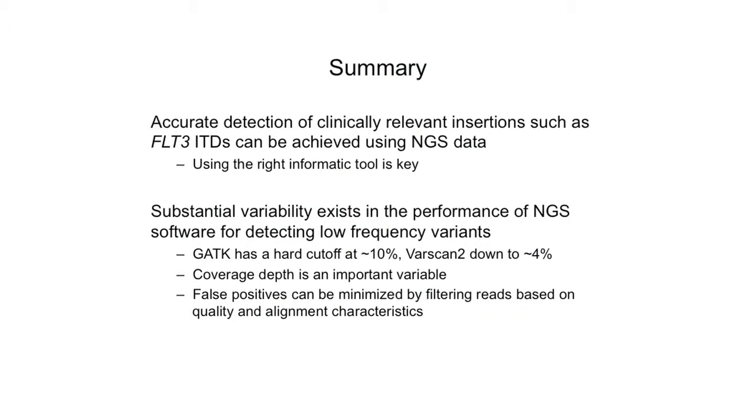All right, so just to summarize that part of the talk, FLT3 ITDs, which we think was a good starting set to determine the performance of indel detection in next-gen sequencing data, can be detected with the right tools. And then when you're trying to detect subclonal variants or variants in mixed samples, there is quite a bit of heterogeneity in the performance based on what program you use. And we found in our analysis that GATK has a pretty hard cutoff at 10% VAF. VarScan 2 detected down to about a 4% observed allele frequency. And obviously, because of sampling statistics, coverage depth is an important variable. And then, as I said, if you filter reads before you run these packages, then you can perhaps reduce the false positive rate.